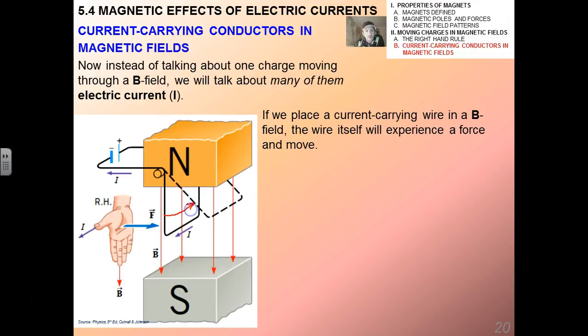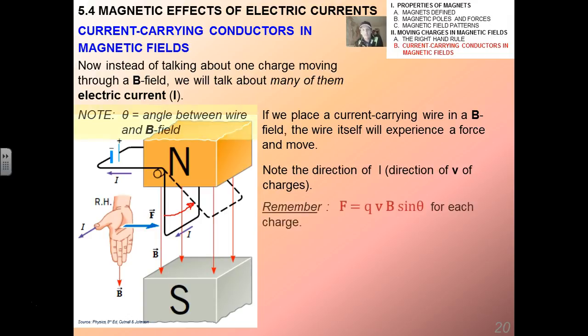One thing you note here with the right-hand rule is that this is assuming that the current is positive moving charge, and that's called conventional current, as you know from our previous studies of circuits. The reality is that it's not the positive current that flows, it's the negative current that flows. But anyway, this is how we do it with the right-hand rule. So the wire itself experiences a force and moves. Note the direction of I, which is the same as the direction of the velocity.